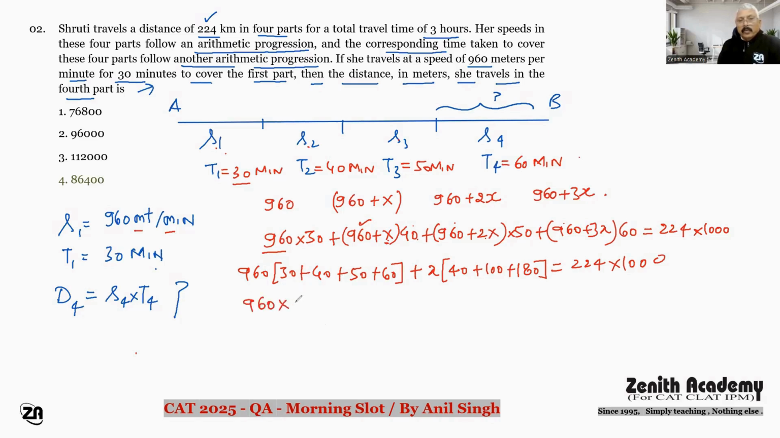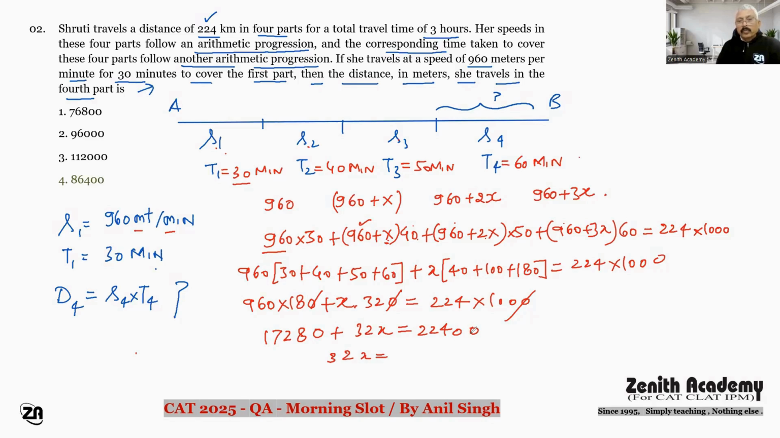So 960 into 180 plus X into 40 plus 100 plus 180, that is 320. X into 320 is equal to this. Now it is a simple matter of calculation. After solving, you can find the value of X. So 960 into 180 is 172800 plus 320X is equal to 224000.